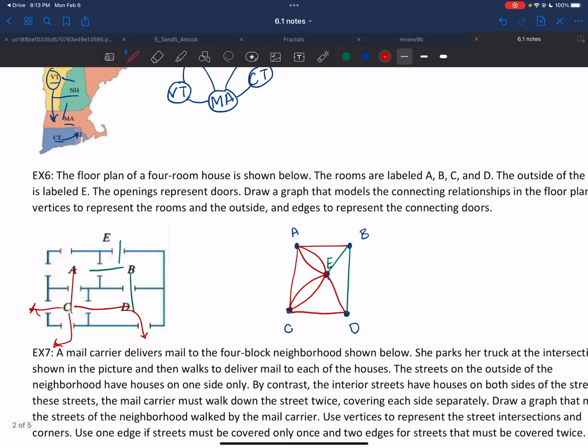So it might not look that way. If you wanted to do A, B, C, D, E, you can do that too, right? And then it looks more like the house, right? Where they're all connected. And then you have two ways to get from A to E. You have two ways to get from C to E. You've got one way to get from B, and then you've got one way to get to D. So there's all different ways to do it.